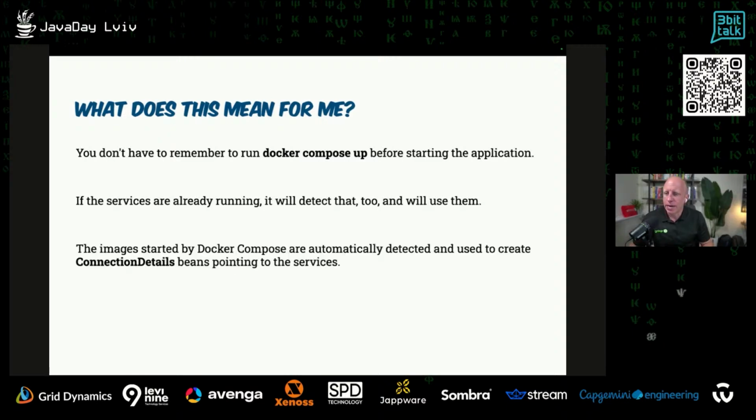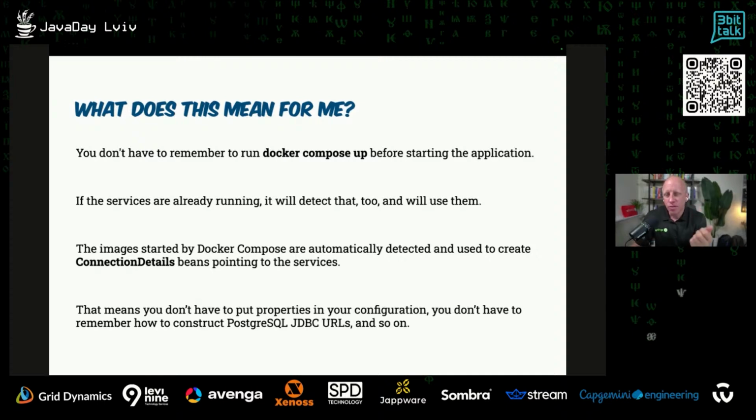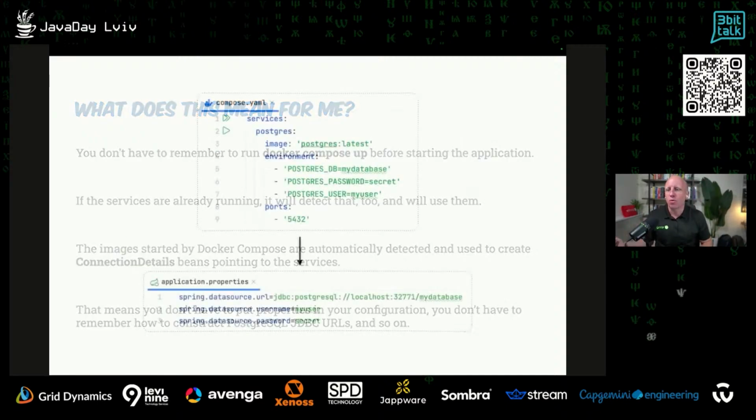The images started by Docker Compose are automatically detected and used to create a connection details bean pointing to the service. And what does this mean? This means that you don't have to put your properties in your configuration, like the data source username, the data source password, the data source URL. You don't have to put those in application.properties and reduplicate those, because there are properties in that compose file, and we can extract those from the compose file and put them into a property source so that at runtime everything lines up.